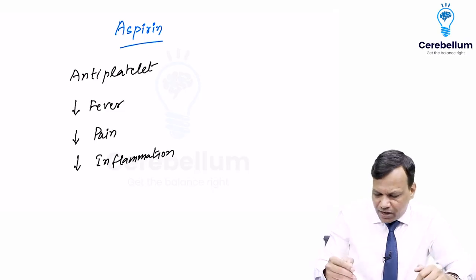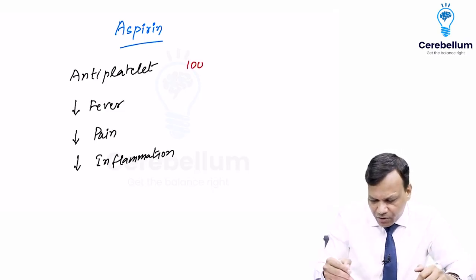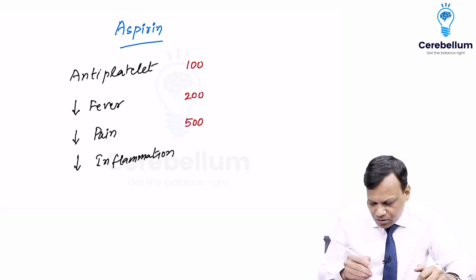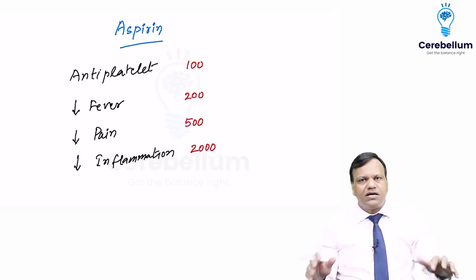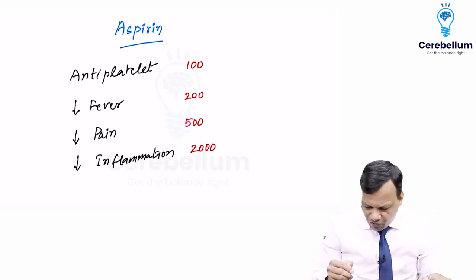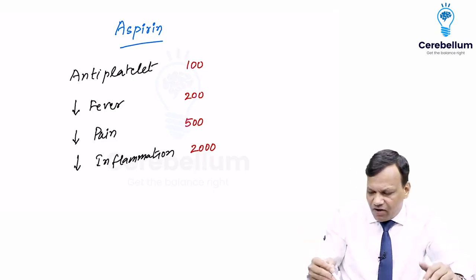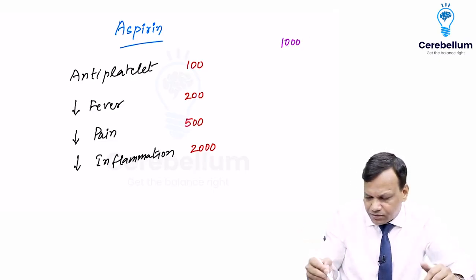Hypothetically assuming, for antiplatelet action we require 100 molecules. For antipyretic action we require 200 molecules. For pain we require 500 molecules. And for inflammation we require 2000 molecules. This is just an example. And for aspirin we have 1000 enzymes in the body.